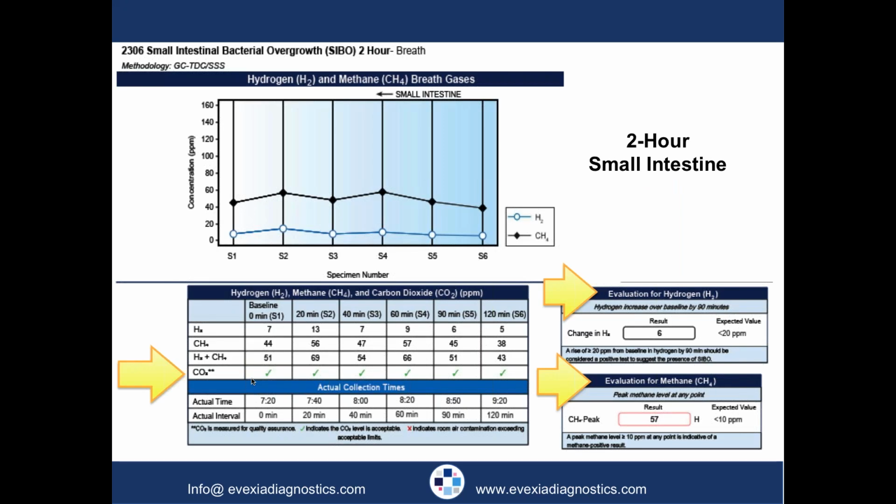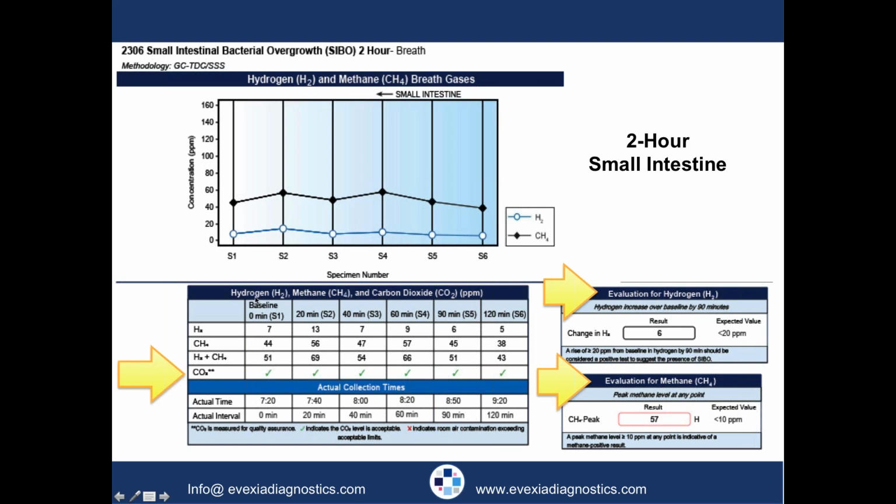So let's take a look at a sample test that you would get back. So we'll take our time. Here's the chart. Here's the concentration in parts per million. All right, here are the specimens, sample 1, 2, 3, 4, 5, and 6. And this is the 2-hour. Right here in blue is the hydrogen gas results. And in the black is the methane gas. So you'll see this chart in your results. And then you'll see the table down below.